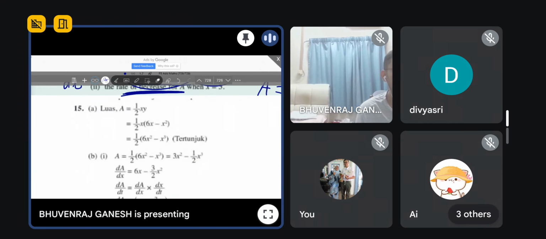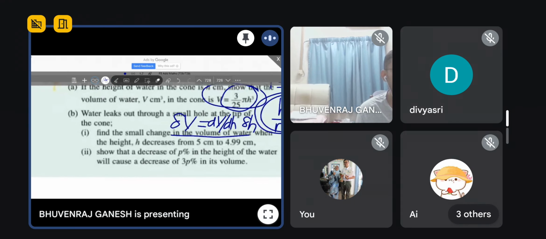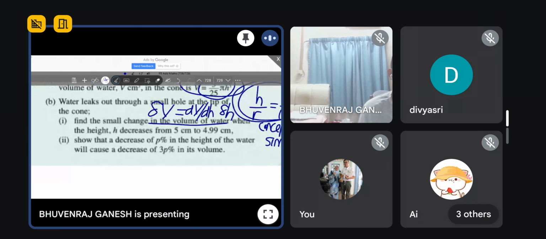Okay, so next part, the last one for today, number 2. Showing question. They say a decrease in P% will cause a decrease of 3P% in volume. Okay, guys, so how do we show this? Anyone know?